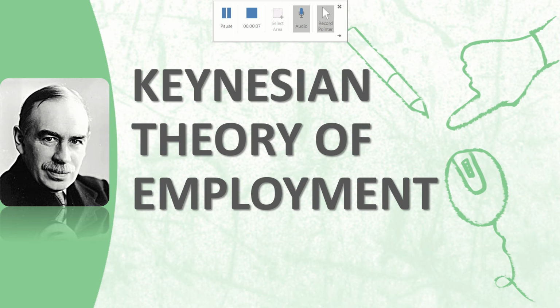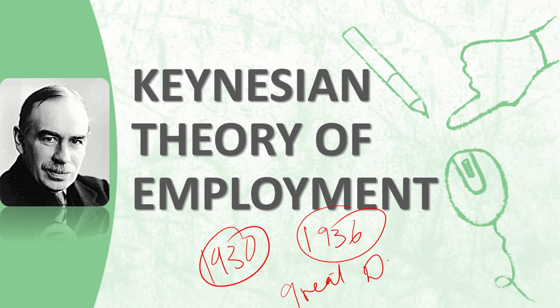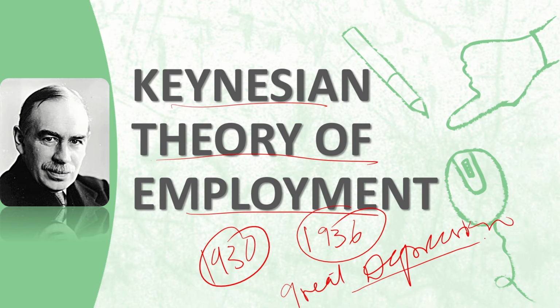According to John Keynes, in the General Theory of Employment, Interest and Money in 1936, he proved that his theory was effective. During the 1930s, a Great Depression occurred. During this period, unemployment and recession took place, as a result of which he came into the limelight and gave his Keynesian theory of employment.